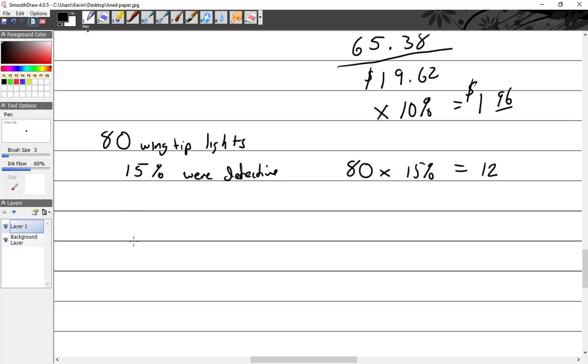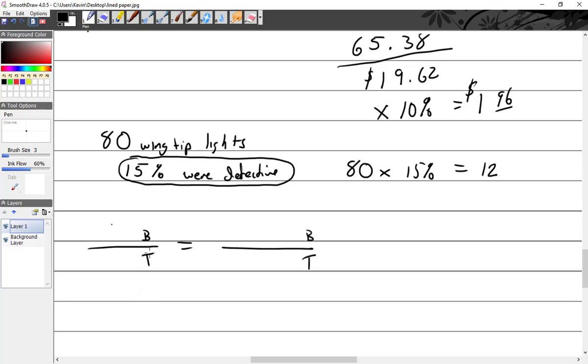So what are my three numbers? 80, 15, and 100. So I want to know how many were bad out of what? 80. This is bad, this is total. So I want to know what? How many were bad out of the total, 80? How many were bad out of 80?